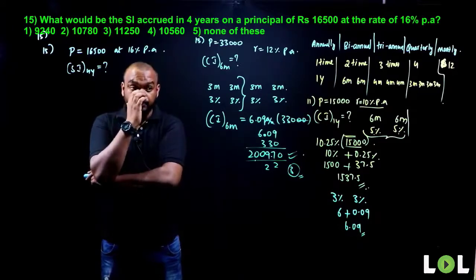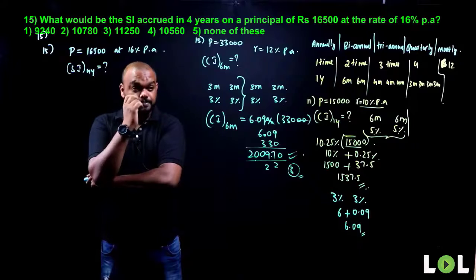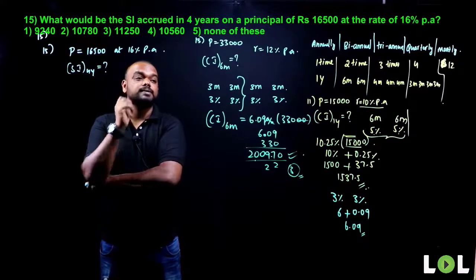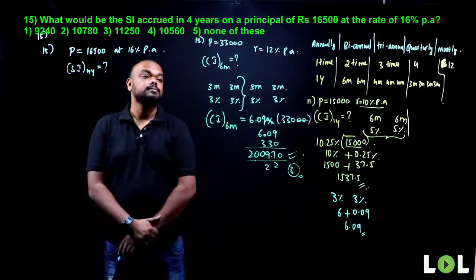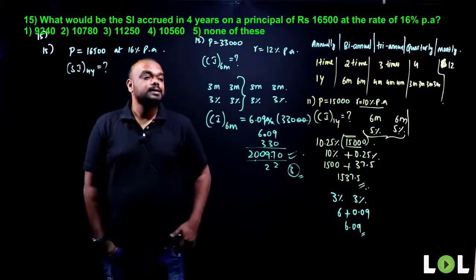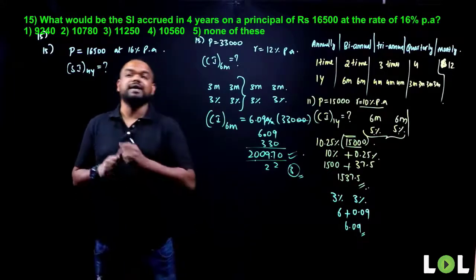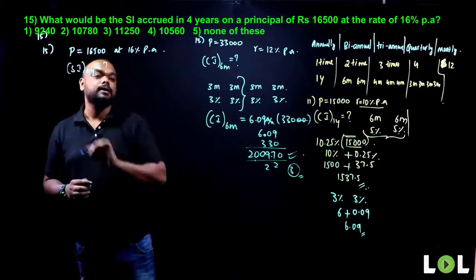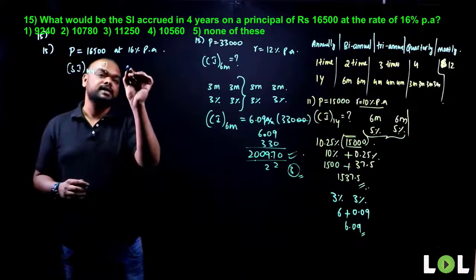16% every year. For 4 years, how much is it? No one else? Soumya, perfect. 64%. Directly, simple interest is good, guys.